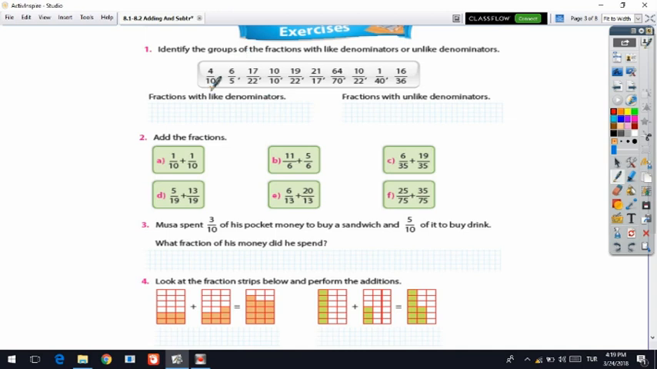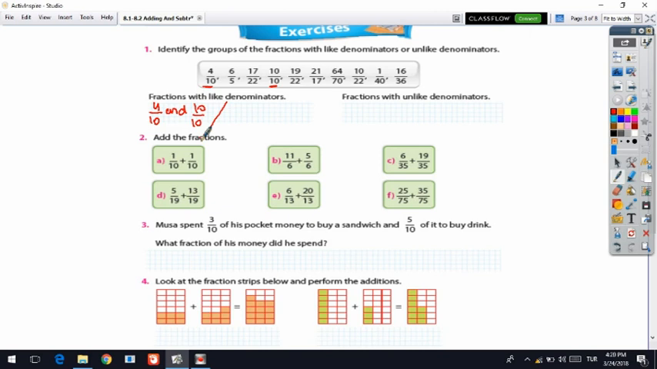So 10. Is there any fraction that has the same denominator 10? No, we have just 2. I write here 4 over 10 and 10 over 10. Yes, these are like.